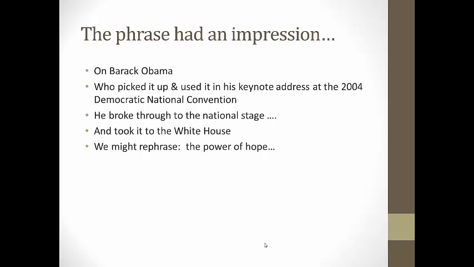Now, prior to that instance, he was a pretty unknown state senator in the state of Illinois. But because of his keynote address in 2004, he was overwhelmed with a positive response. He broke through to the national stage, and one could say that he took hope and that phrase all the way to the White House. So we might consider what that says about the power of hope.